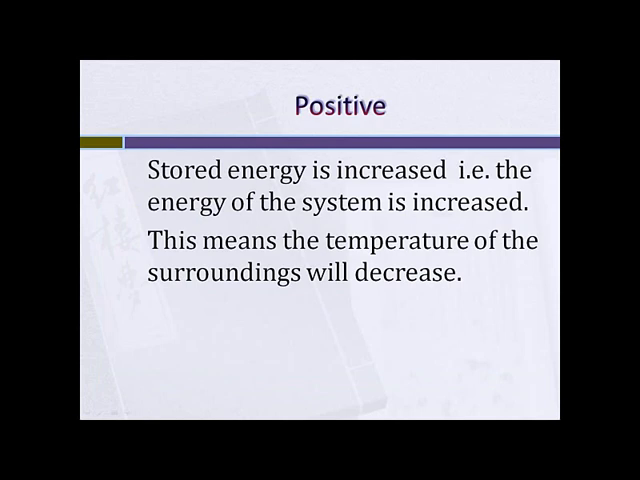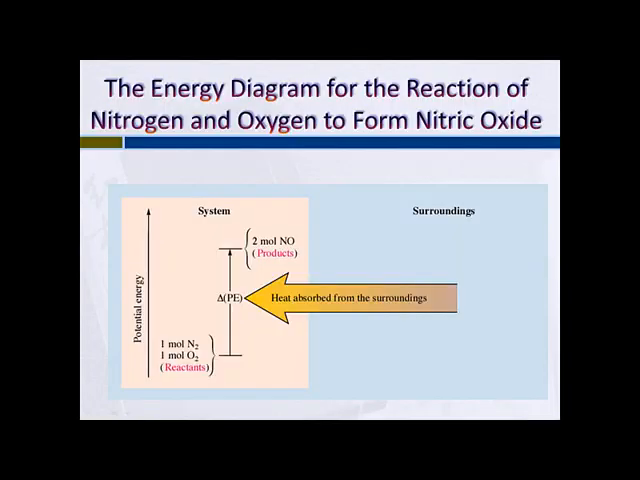Delta H is positive. The stored energy is increased. The energy of the system goes up. That means the energy of the surroundings went down, so the temperature of the surroundings will decrease. If you look at the reaction of nitrogen and oxygen to form nitric oxide, calculations show that the products have much more energy than the reactants, so the heat is absorbed from the surroundings as this reaction occurs. This is an endothermic reaction.